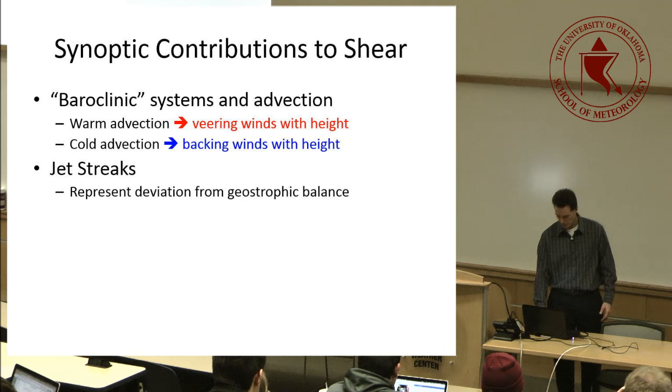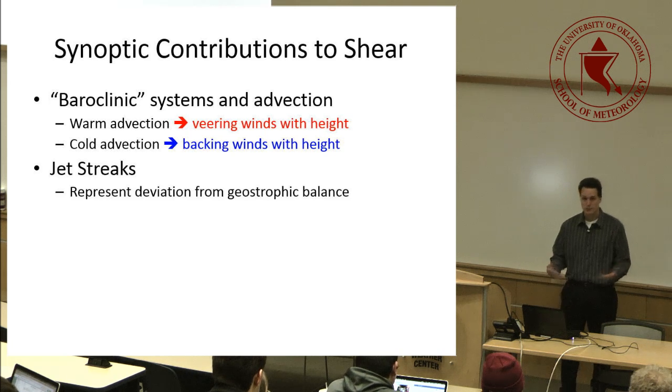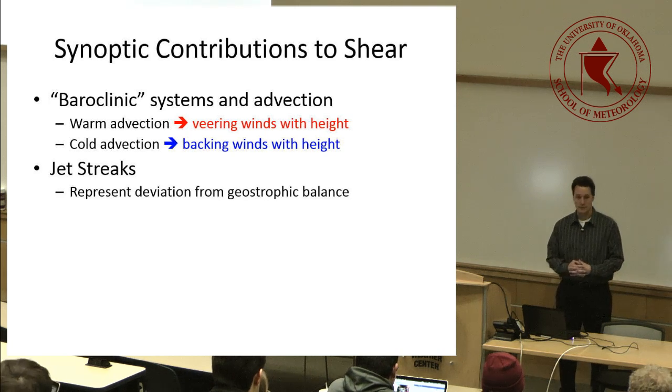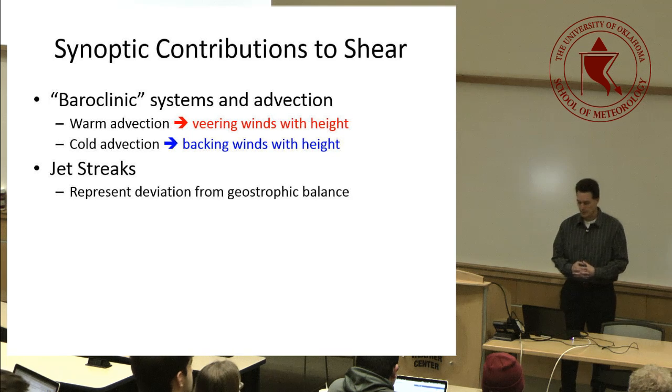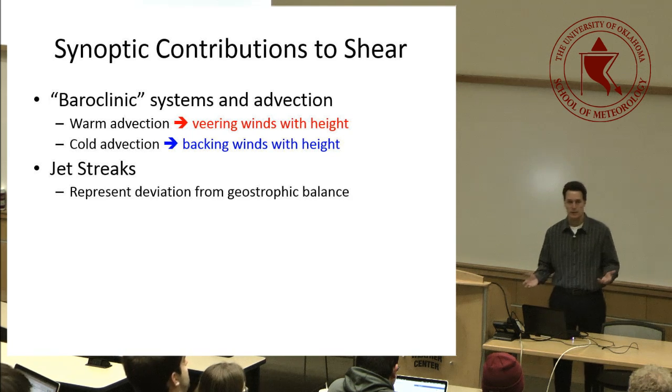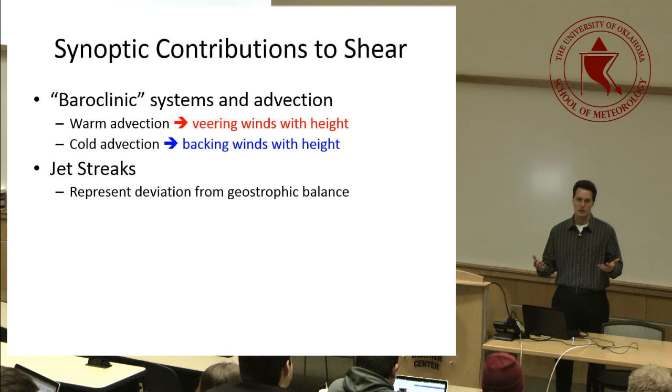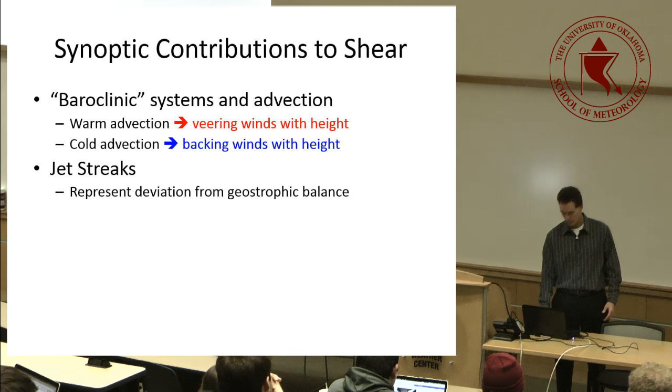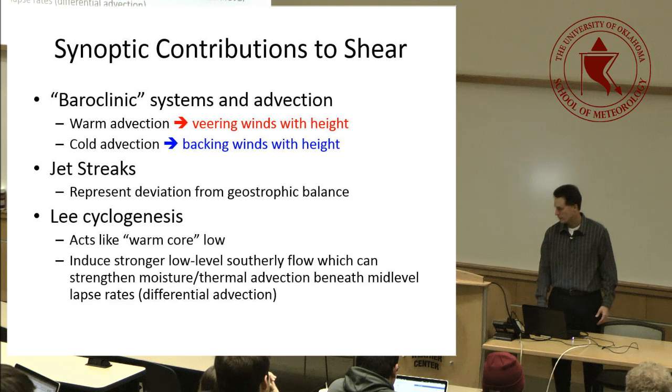We also have jet streaks. We have the jet streak itself, and the response is some deviation from geostrophic balance. That changes the wind profile, that response to the imbalance, trying to get everything back. The atmosphere doesn't like the imbalance, so it's trying to restore balance.